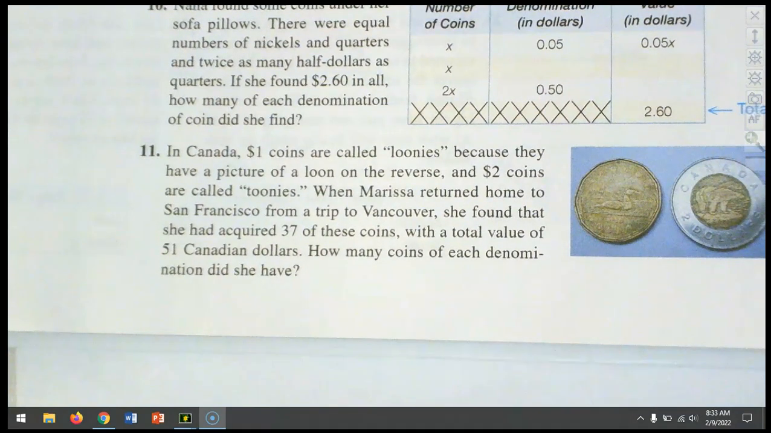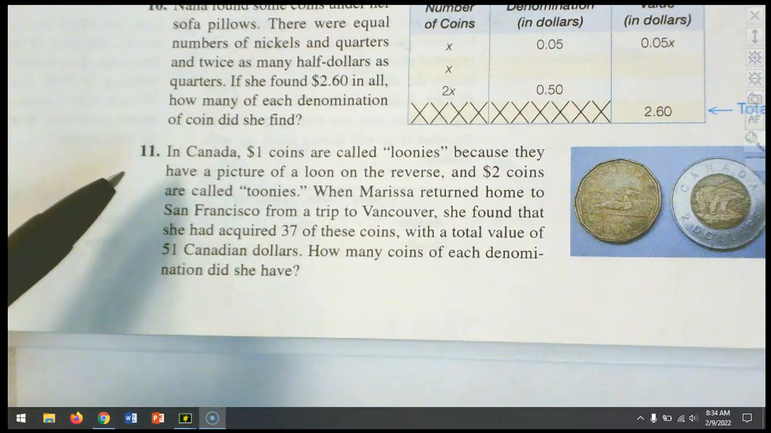And this is very, very similar to the investment and the mixture questions out of 1.3. What we're looking at is two different types of coins, so they're worth different amounts of money. And we're going to have the denomination, the worth of these coins, how much each one is worth. Then we're going to have the number of coins, and then we're going to have the value of the coins put together. So let's go ahead and look at number 11, and this again is on page 97.